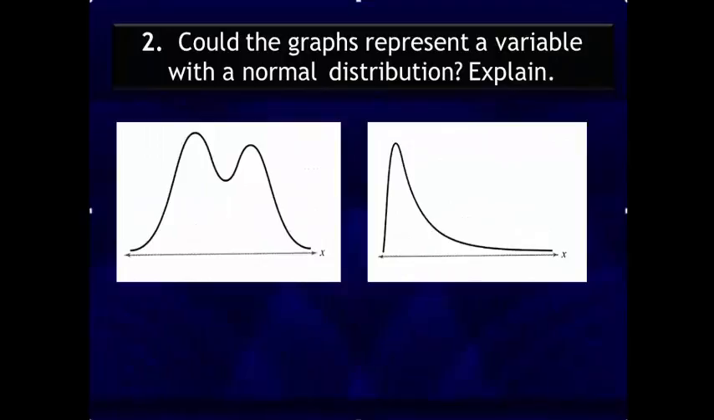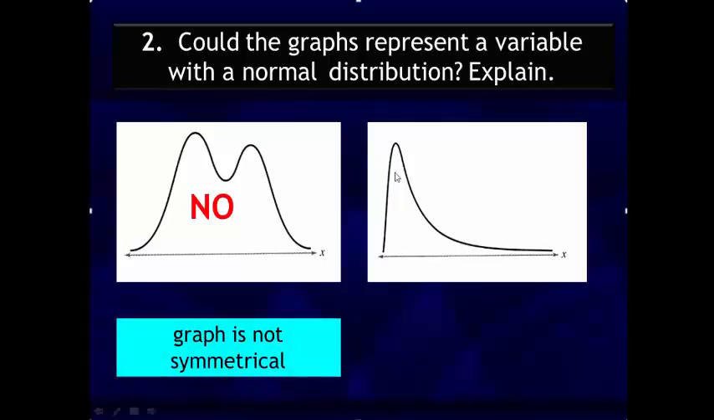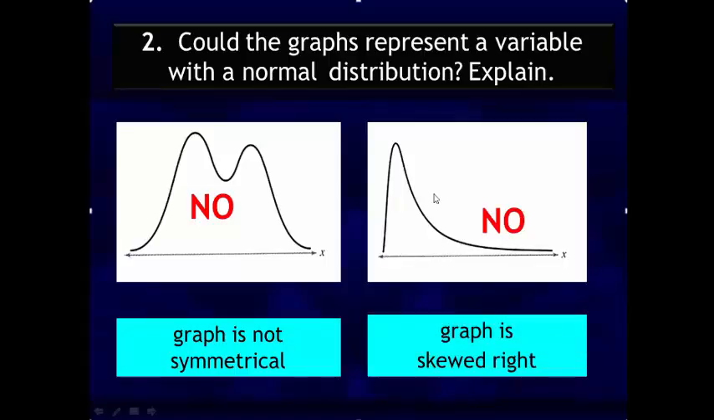How about these graphs? This one. Again, it is not a normal distribution because the graph is not symmetrical. How about this? This is again not a normal distribution because the graph is skewed to the right.